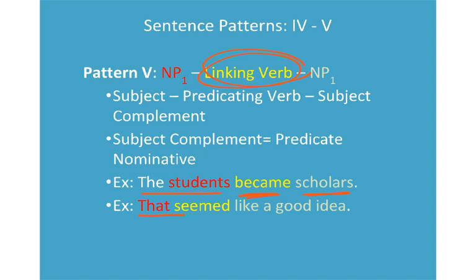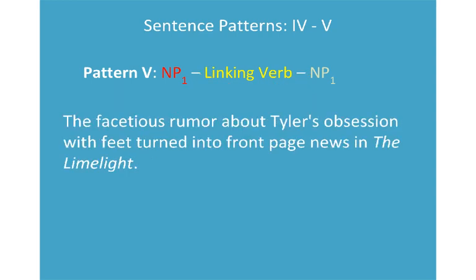That is our subject. Seemed is our linking verb. Like a good idea, that whole thing is acting like a noun. Okay? So right here we've got that whole thing is acting like one subject: the facetious rumor about Tyler's obsession with feet. This whole thing here, because I still haven't even gotten to my verb yet, which is how I know that this whole thing is the noun phrase, the subject.